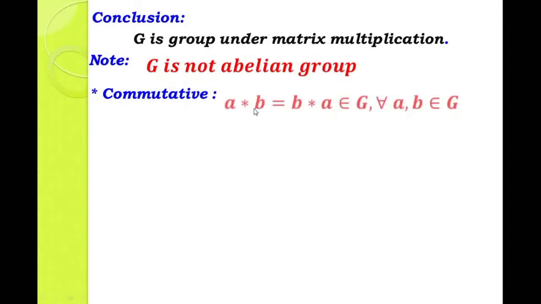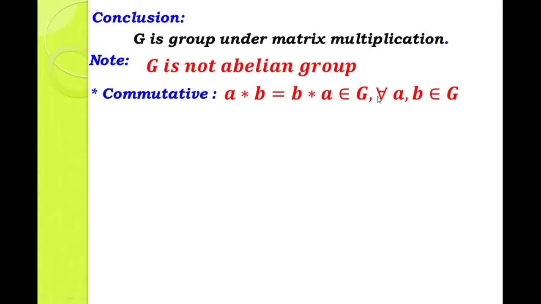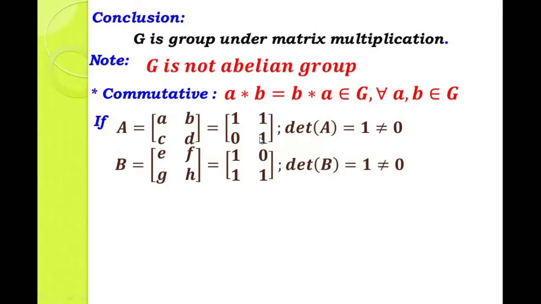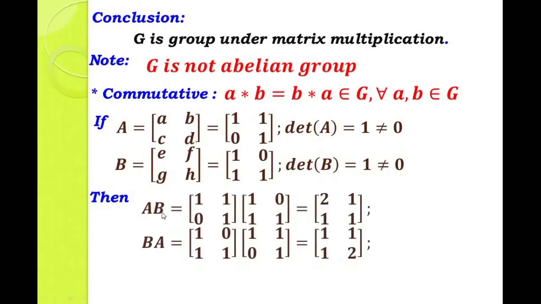Okay, what is the commutative law? A star B equals B star A for all A, B belonging to G, which means if you multiply the AB matrix you get an answer, and if you multiply the BA matrix you should get the same answer. For example, consider A equal to 1101, whose determinant is not equal to 0. Similarly, consider B equal to 1001. If we consider these two matrices, we are unable to prove AB equals BA. The remaining matrices satisfy AB equals BA. So what is AB? If you multiply these two matrices, we get the answer 2, 1, 1, 1.